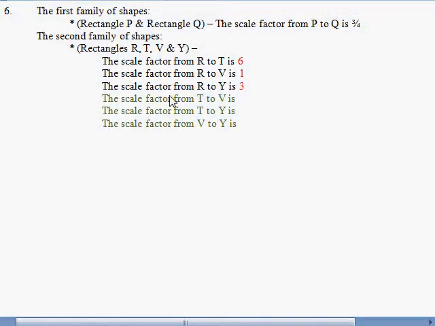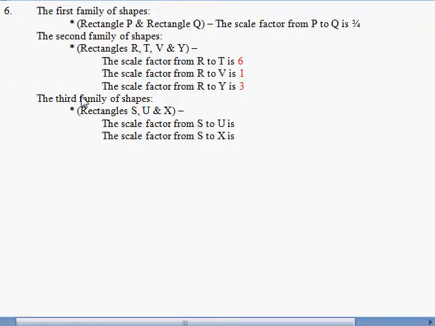Now again, you could have listed absolutely everything and shown the scale factor like T to V and T to Y and V to Y, but it's not necessary. By doing this, you're showing everything. However, if you want to get some extra practice, here's 3 problems that will help you out and give you a little extra practice to figure out the scale factor.